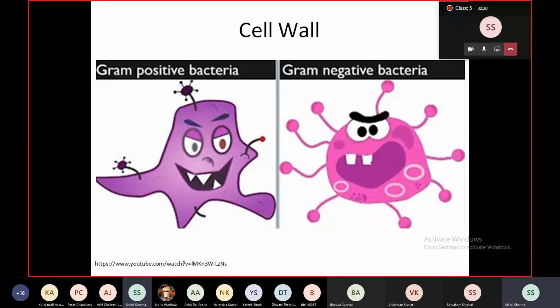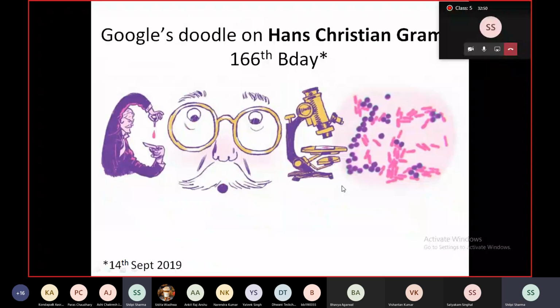Now, based on the content of PG or peptidoglycan, the bacterial world is divided into two groups. There are either gram-positive bacteria or gram-negative bacteria. You can see there is a difference in color. There are violet-colored gram-positives and pink-colored gram-negatives. Now, where does this word gram come from?